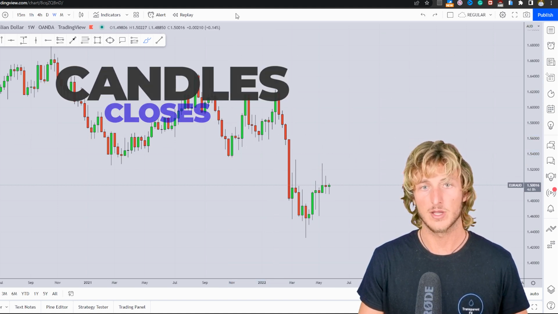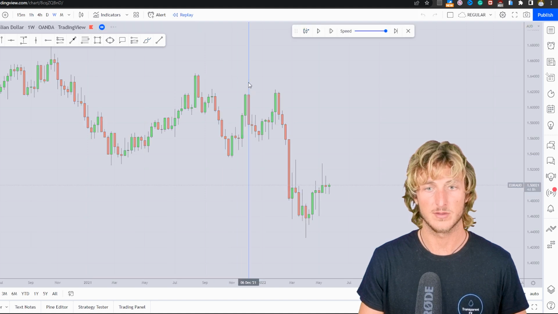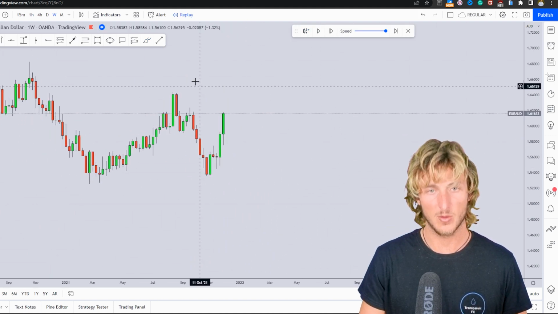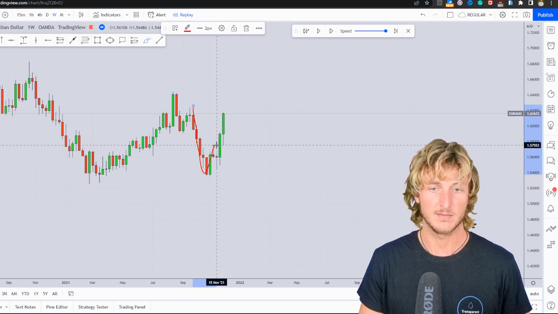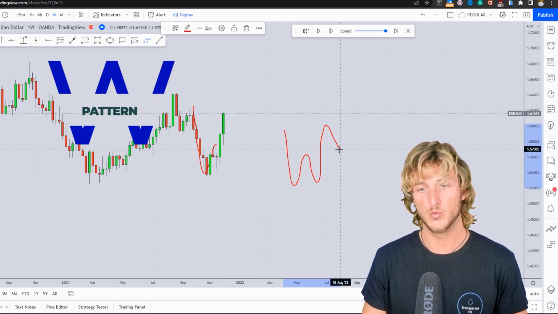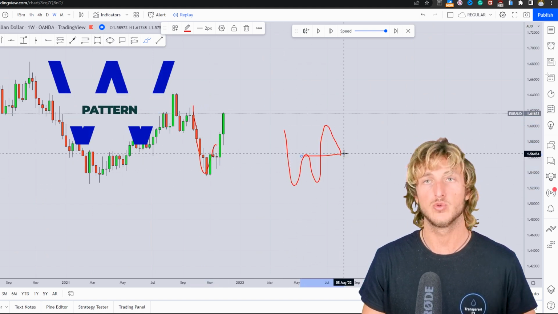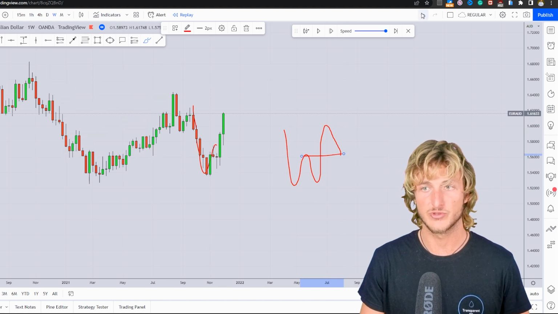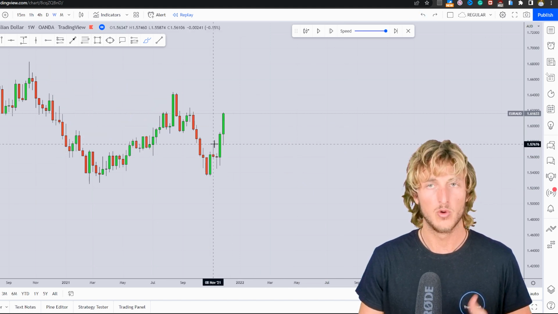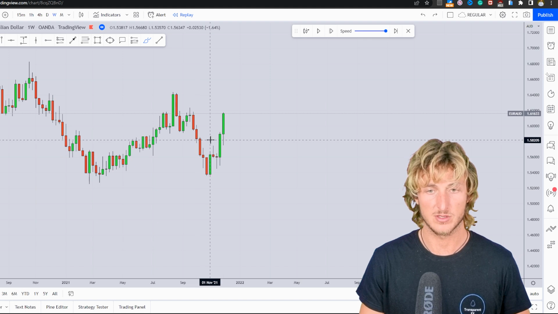In fact, look at, for example, this formation here, which by the way is a W formation. And in general, after the creation of a W, you want to see the market create a move to the downside to complete the pattern at the previous resistance turn support. Now, where is that previous resistance turn support?